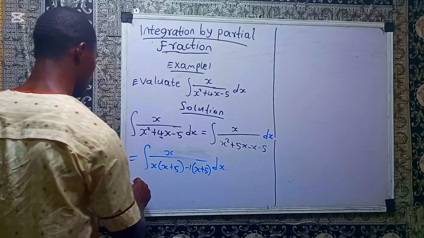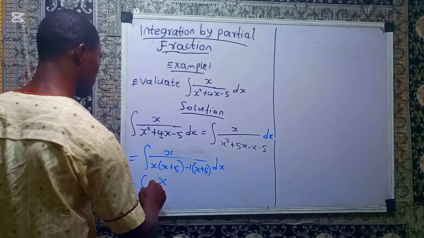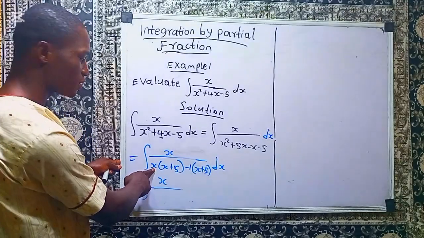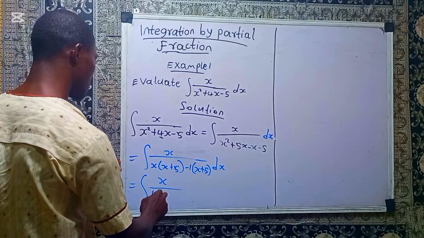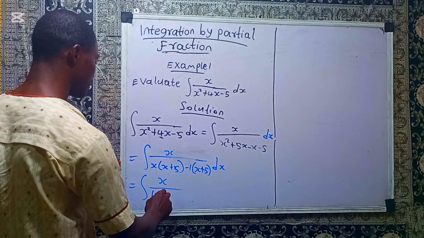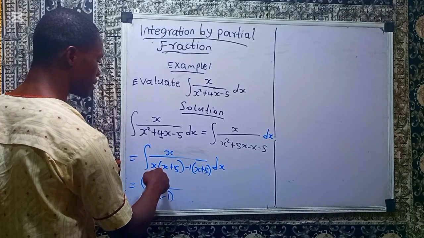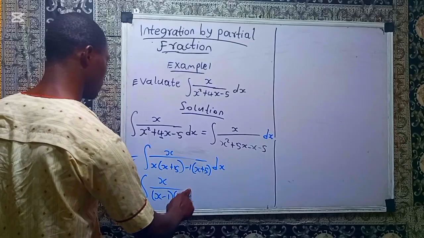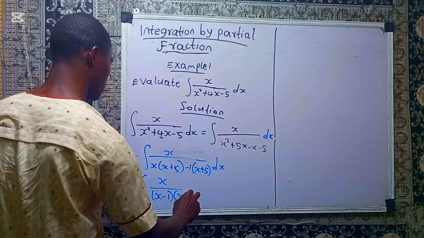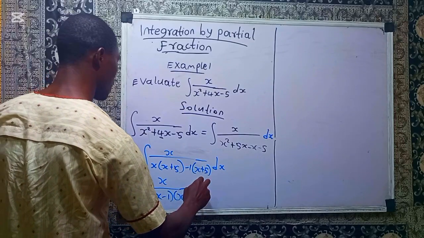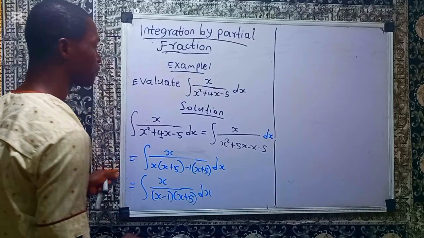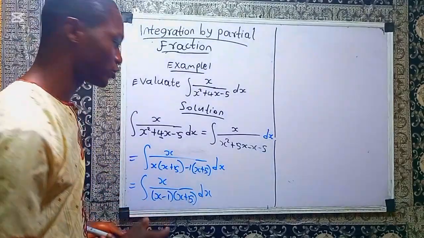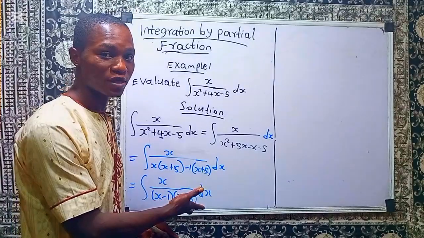dx. And then this is integral x divided by, we are done with factorization. We pick the coefficient of this bracket and the coefficient of this bracket and form a bracket, that is x minus 1. Then we pick any of these common brackets, x plus 5. We have factorized this dx. So what's the next thing is to use partial fraction. So we split this into partial fraction.